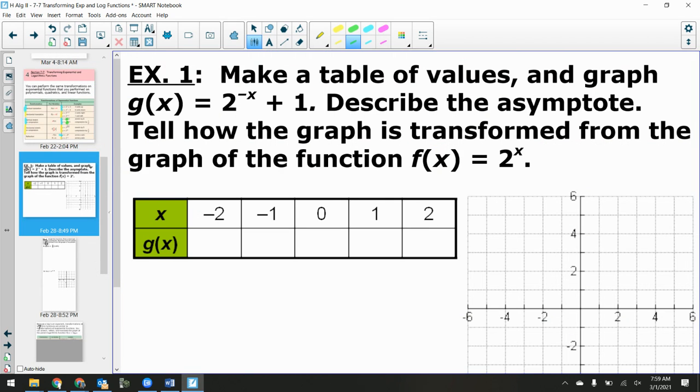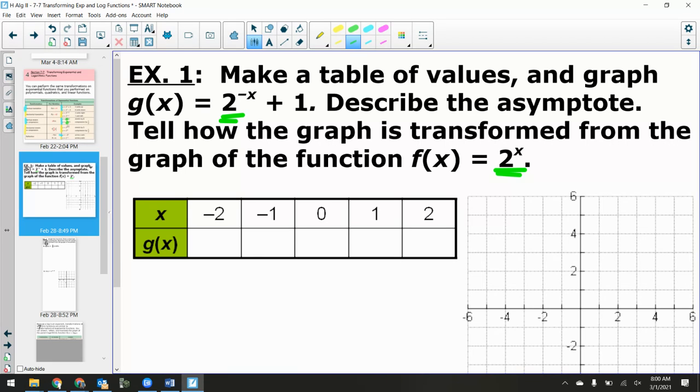Like for example here, make a table of values, graph g of x is equal to 2 to the negative x plus 1, and let's describe the asymptote, tell them how the graph is transformed from the parent. See, the parent is 2 to the x. You see the base on our new one? It's a 2, right? The base does not change. No transformation will ever change the base. What's happening around it, that's the transformation.